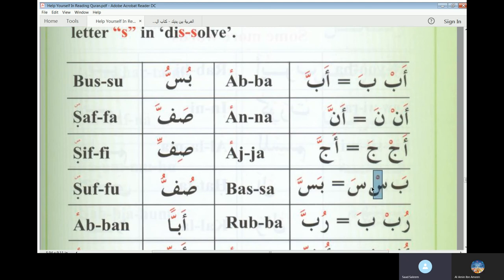Now tell me, what is the symbol on first fa here? There are two fa in this word. Shadda means that there are two fa here. On first fa we have sukoon, and on second fa we have fatha.